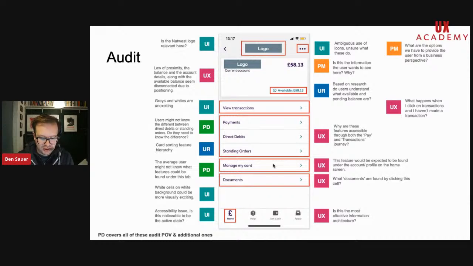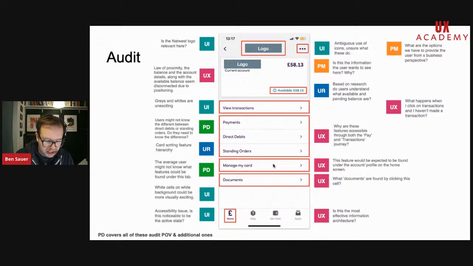So let's start with the product manager. Those are the orange ones with the PM, right? What are the options we're providing from a business perspective, and how do they benefit the business, and that kind of thing? You've got to be able to look at the interface with those lenses.